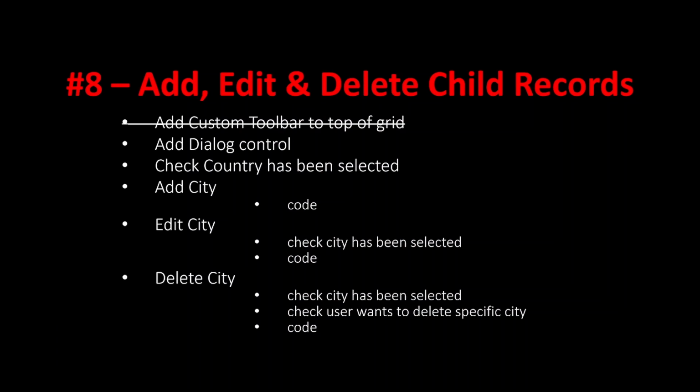Looking at our list of tasks, we've added the custom toolbar, and the next few tasks are to add a dialog control, check a country has been selected, and add a city. These are more intertwined than one thinks, so I'm going to change the order a little bit and check that a country has been selected, and then we'll move on to adding a dialog control and adding a city.